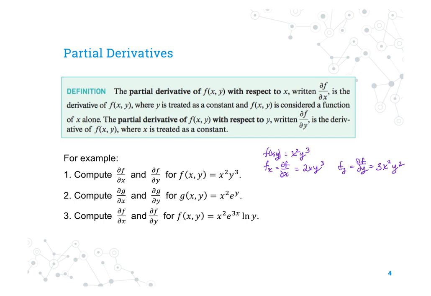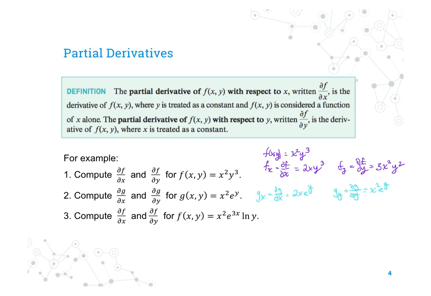So how does this change when we change our function a little bit? If I have x squared e to the y, then the partial derivative of g with respect to x, or del g del x, would be 2x e to the y. The partial derivative of g with respect to y, or del g del y, would be x squared e to the y, because the derivative of e to the y is just e to the y.